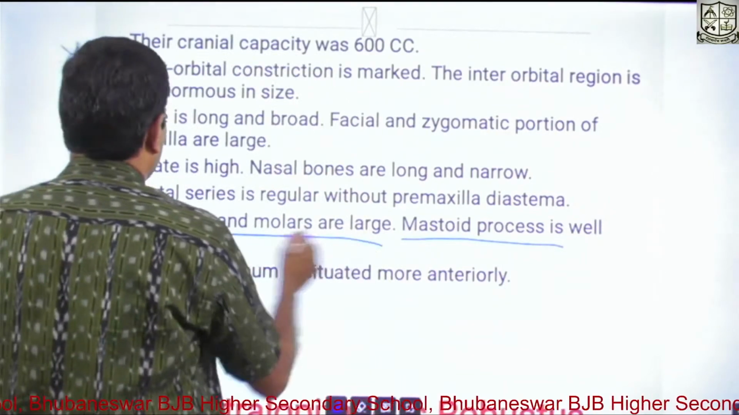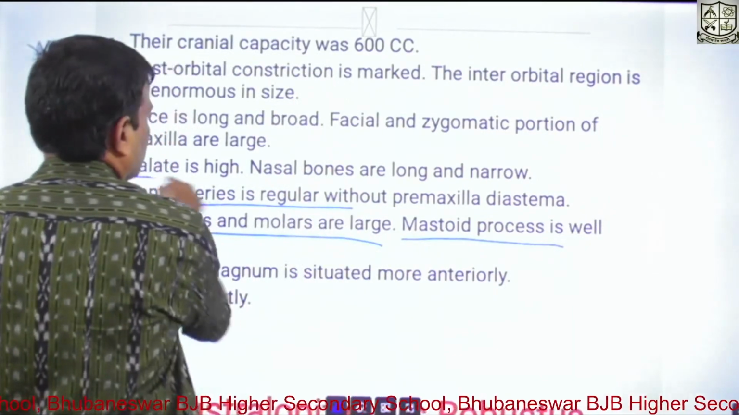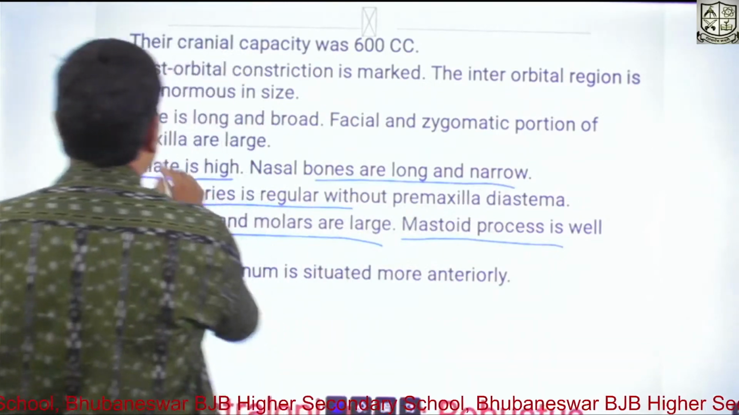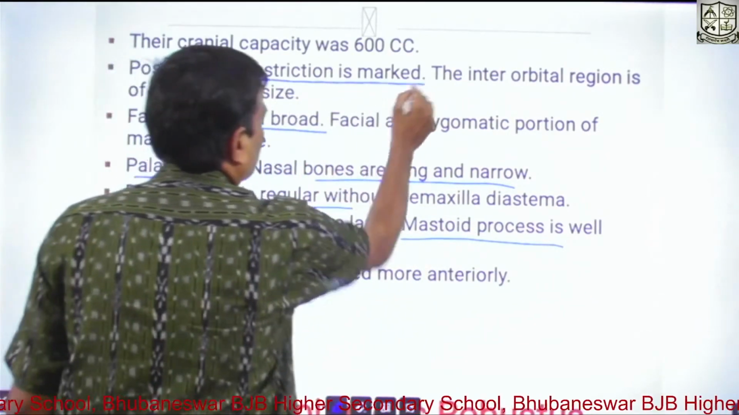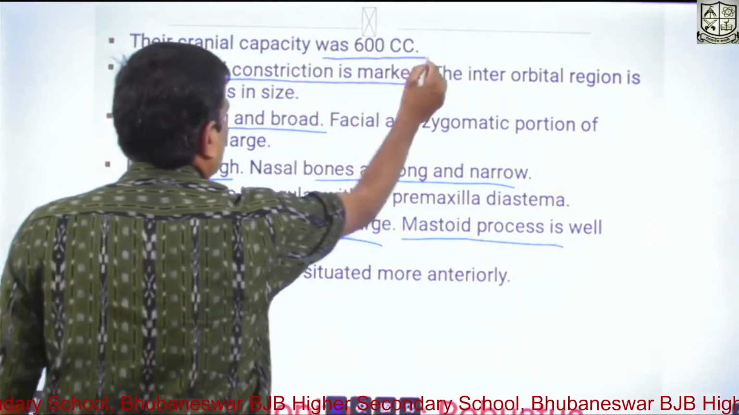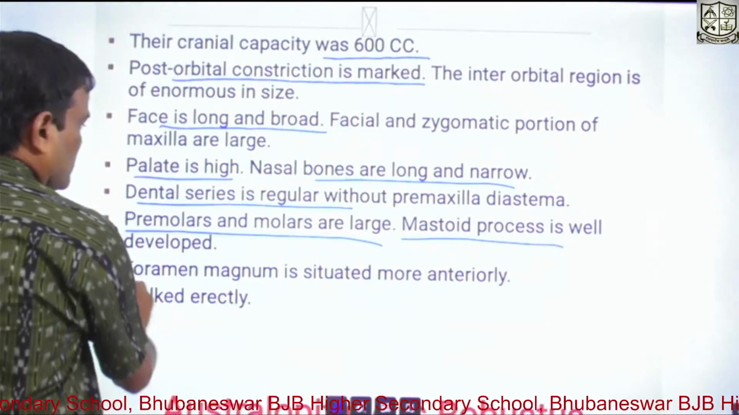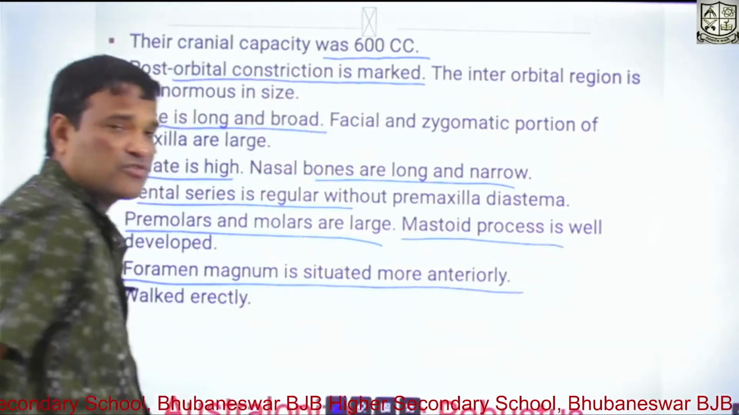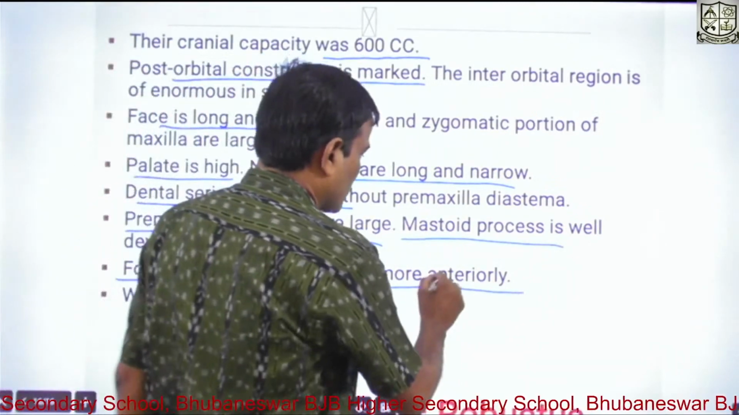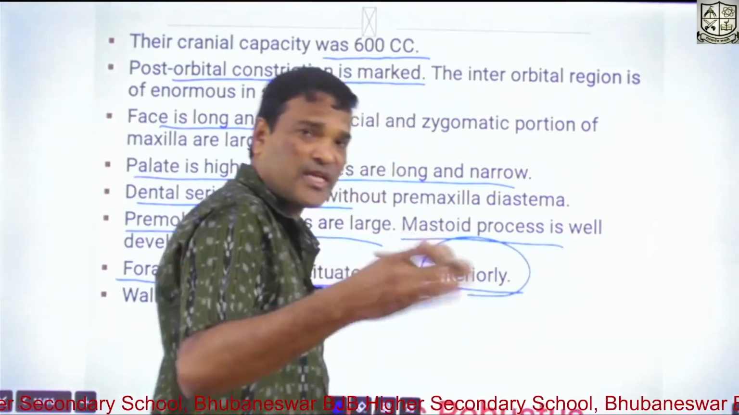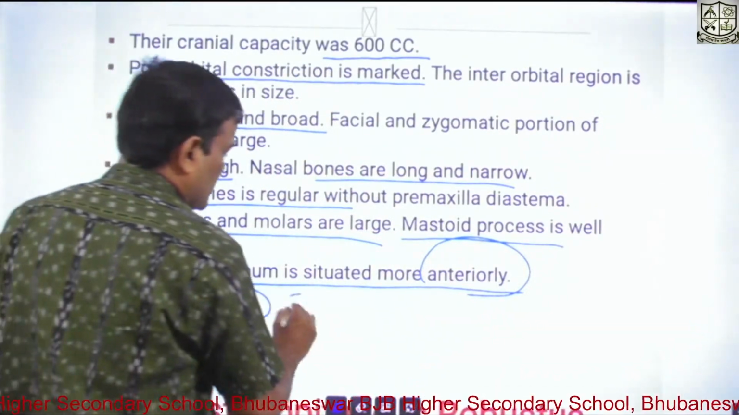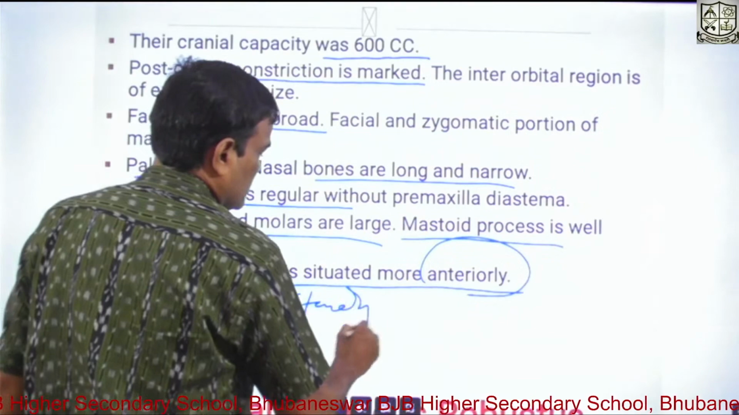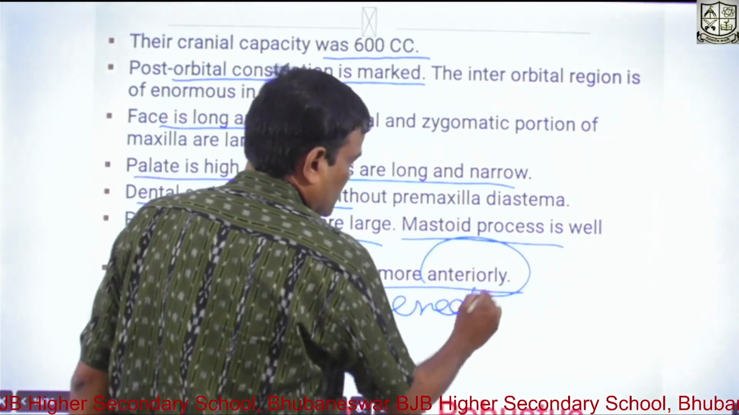Premolars and molars are very large. Dental series is irregular. Palate is high. Nasal bones are long and narrow. Face is long and broad. Post-orbital constriction is marked. Cranial capacity is 600 cc. The foramen magnum is situated more anteriorly, which is the hominid character; posteriorly is the ape character. So they probably walked erectly or stood erectly.